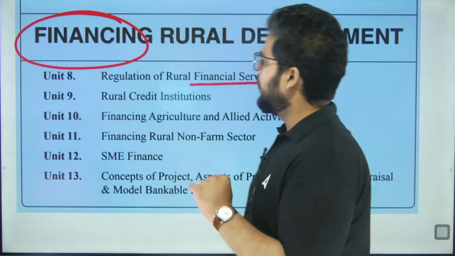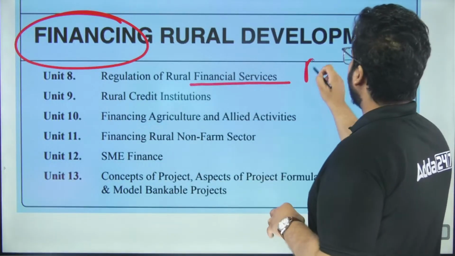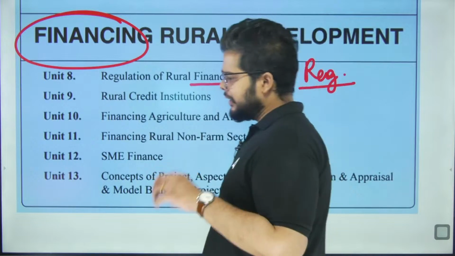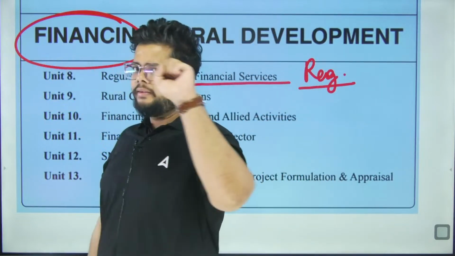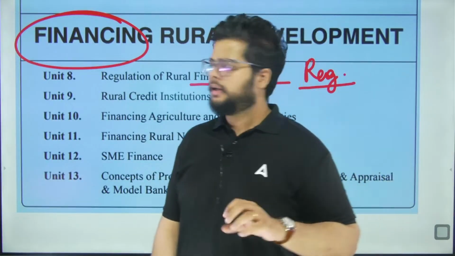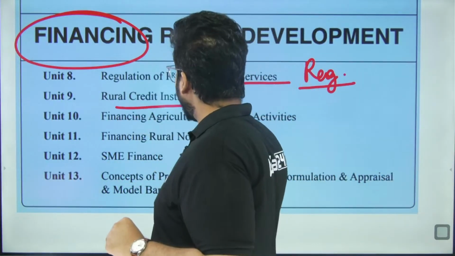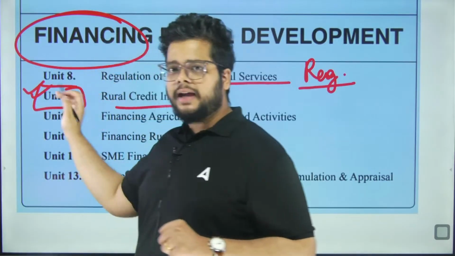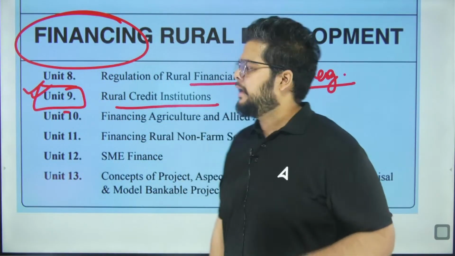of module B. When I talk about regulation, it is not that important. For the examination, if we are sticking to the particular session's name, that is key focus areas, then it is not that important. When we talk about rural credit institution, this is the most important area. The key focus area starts from unit number 9.